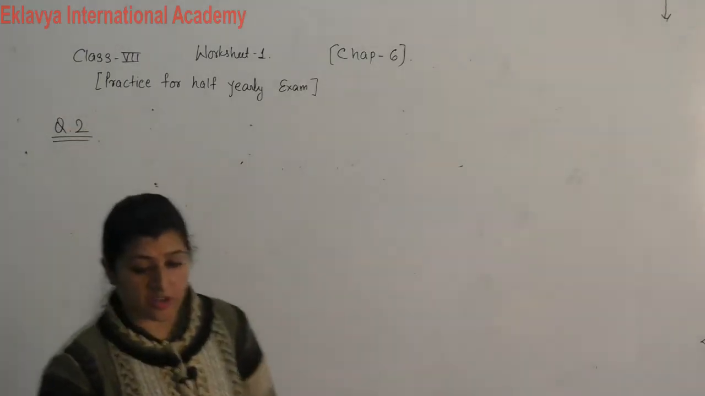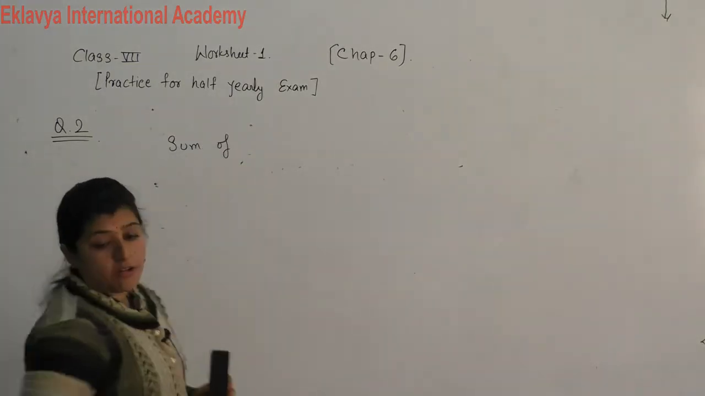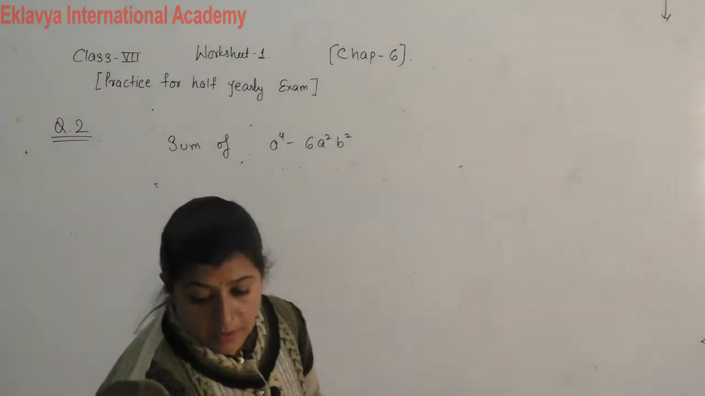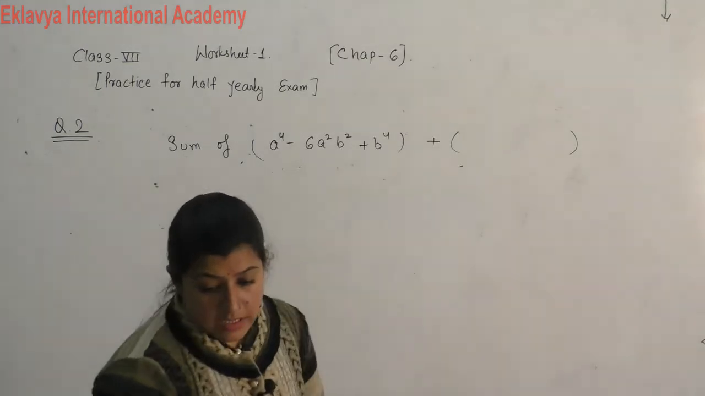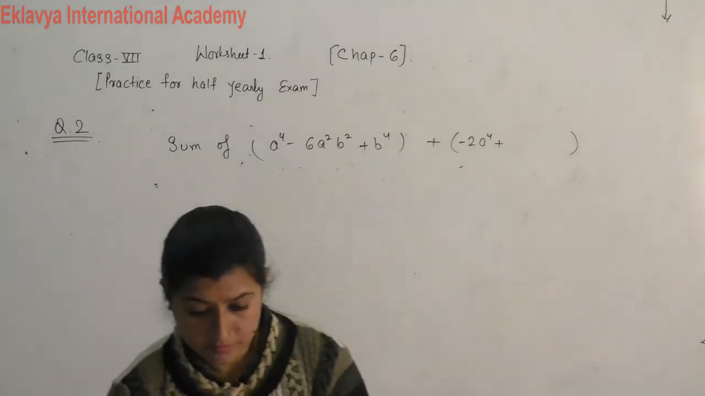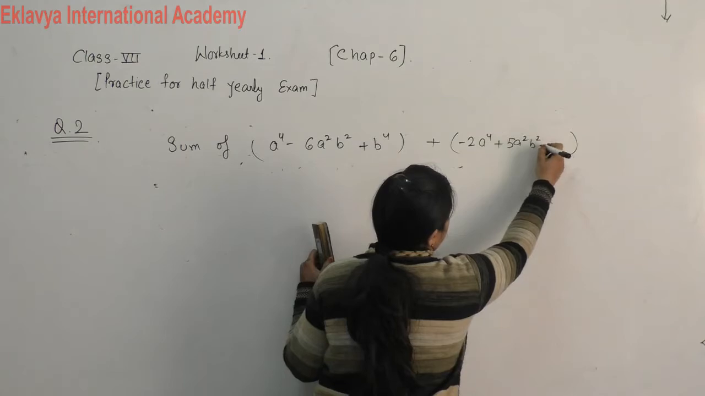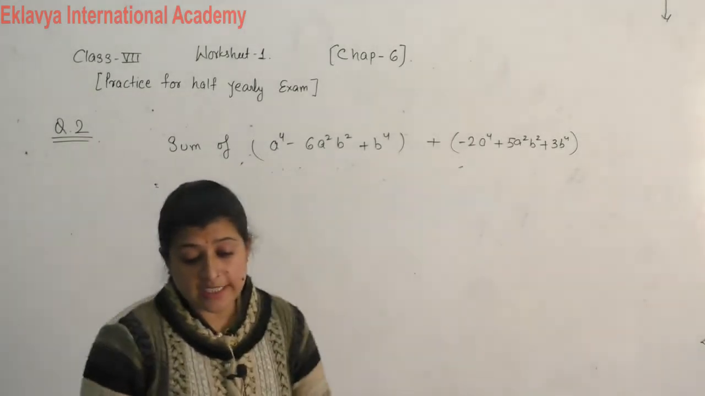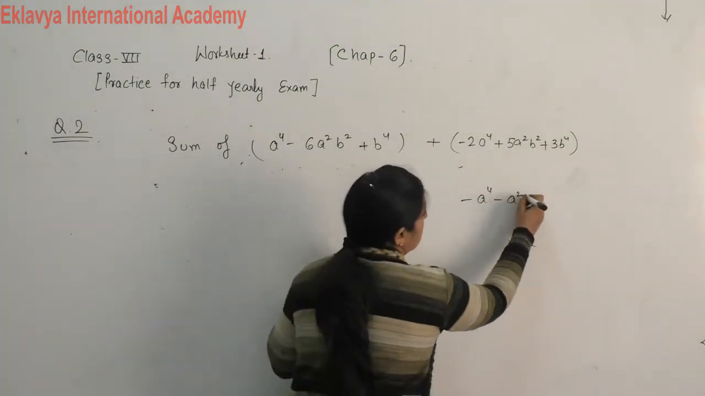Question number 2 in your worksheet. By how much is the sum of a power 4 minus 6a square b square plus b power 4 and minus 2a power 4 plus 5a square b square plus 3b power 4 greater than minus a power 4 minus a square b square minus 4b power 4? It means firstly we have to find out the sum.